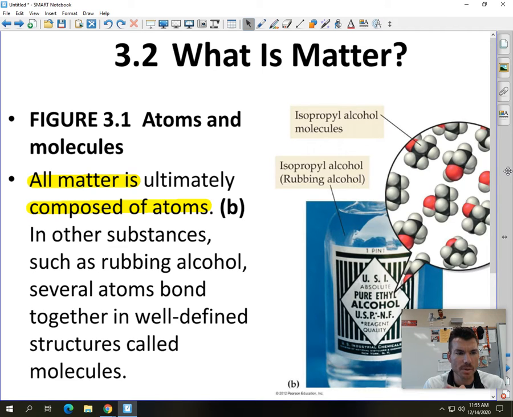Add this to your notes: all matter is composed of atoms. We have an example here of rubbing alcohol, and you can see that if we were able to look inside of it, it would really look like this. It would be a bunch of different atoms that are bonded together that actually make the product that you're holding. So all matter is composed of atoms.